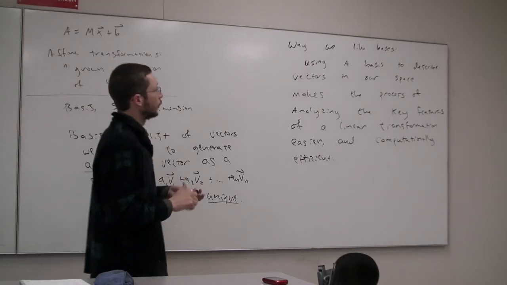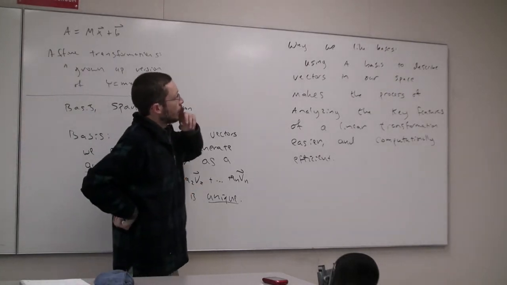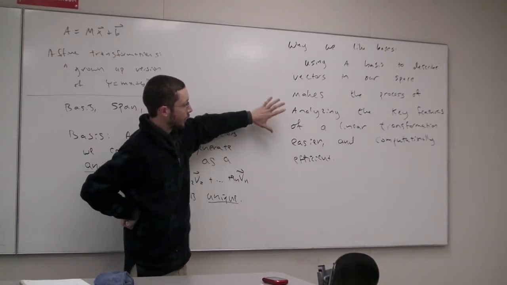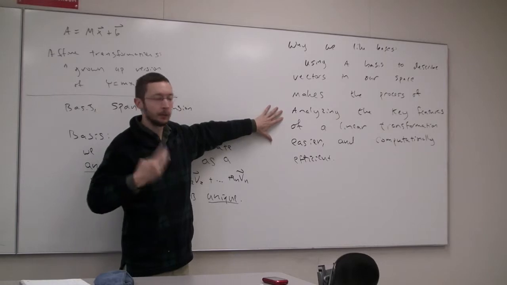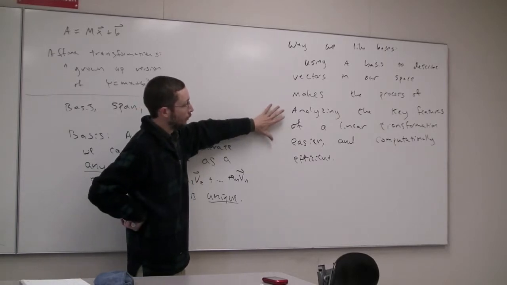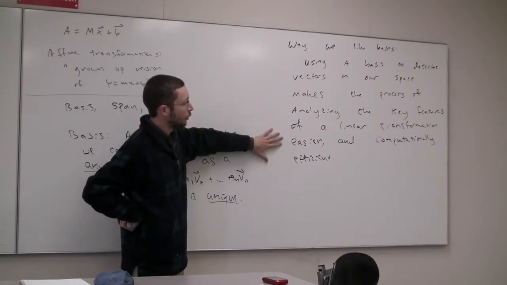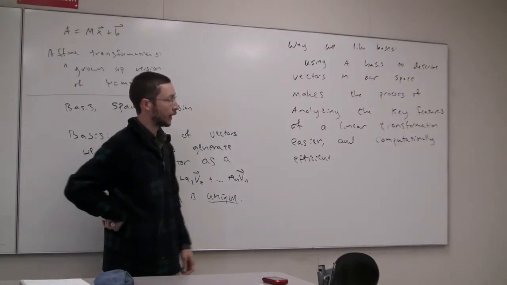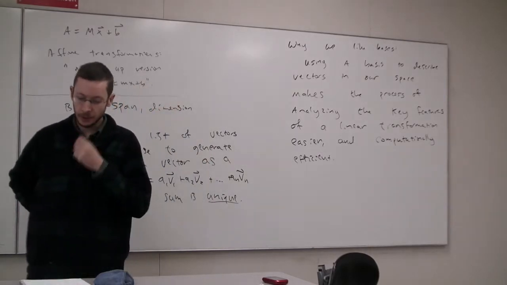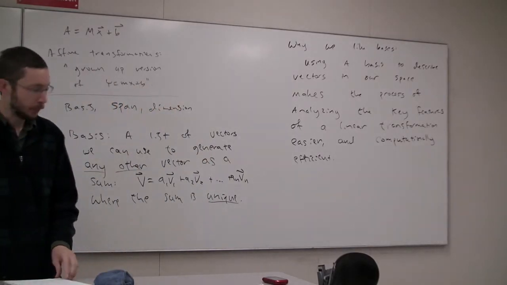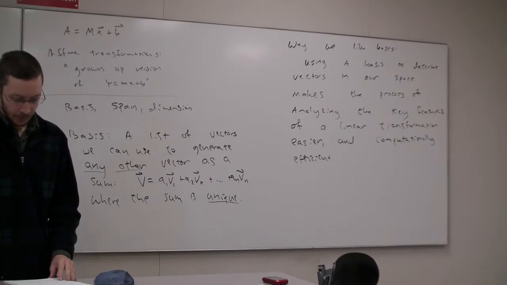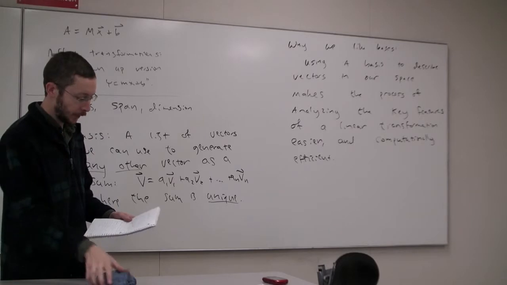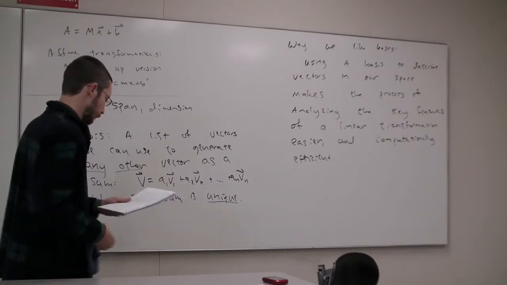So, yeah, we like bases to make the process of analyzing the key features of a linear transformation easier, right? You can choose certain bases to make your transformation become very clear. And it also gives you a way of computing how transformations behave in a very efficient manner, right? Matrix computations are very, very computationally efficient. And that all starts with choosing a basis for your space. Okay.